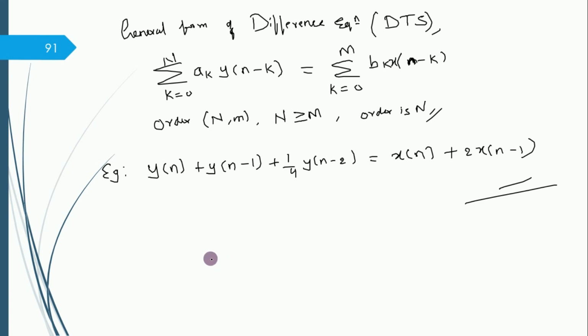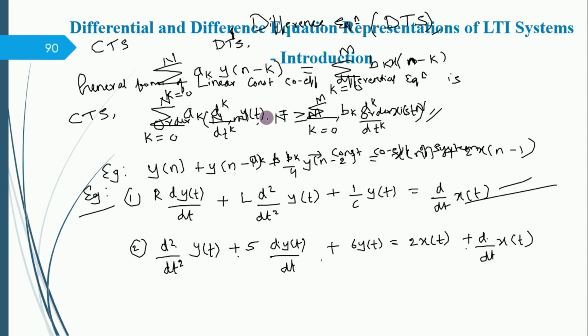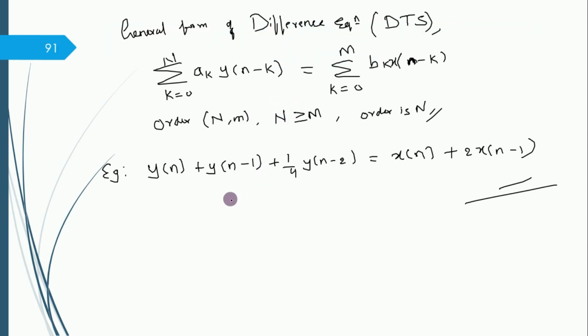So I repeat once again: difference equation is for discrete time signals, and the other one is for differential equations. Continuous time is for differential equations.